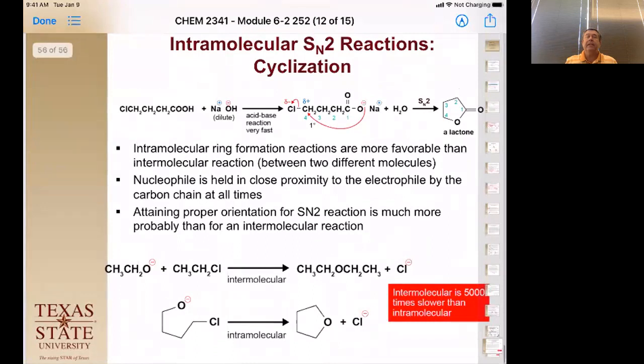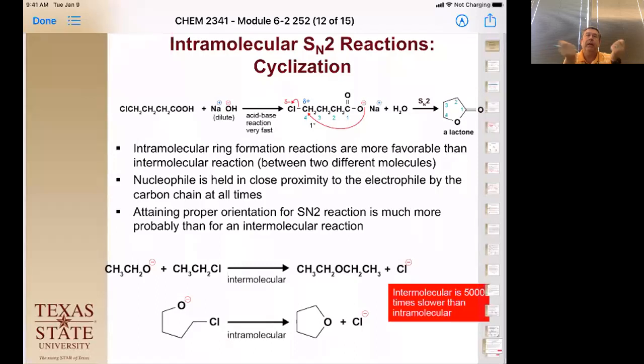Okay, and the last thing I want to talk about is intermolecular versus intramolecular. So intermolecular is you have one compound here, and they have to diffuse around and find each other and have the right energy and have the right angle to react, right? So, okay, what if we took one end of the molecule and turned it into a nucleophile and the other end of the molecule had a leaving group?